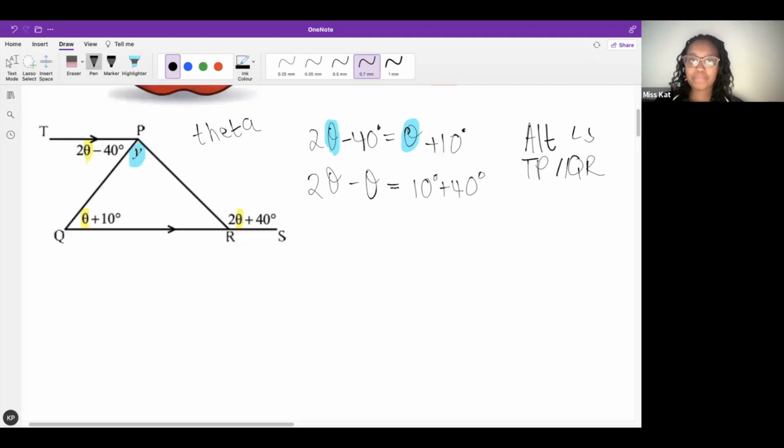1 theta, right? If you have 2 of them and you subtract 1, you have 1 theta. Equals 50 degrees. Nice, nicely done. I love it. Thank you, ma'am.